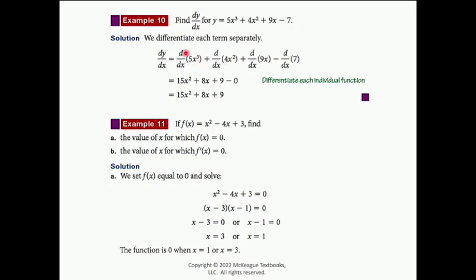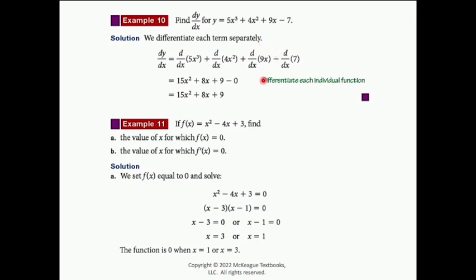So I'm going to take the derivative of the first term, which is 5 times x to the third. Using the power rule, I would have 3 that comes down in front. That would give me a 15. And then I decrease the exponent by 1. So this would be 15x squared. The derivative of this, I would take the 2 down in front. That would give me an 8. And then I decrease the exponent by 1. So that would give me 8x.